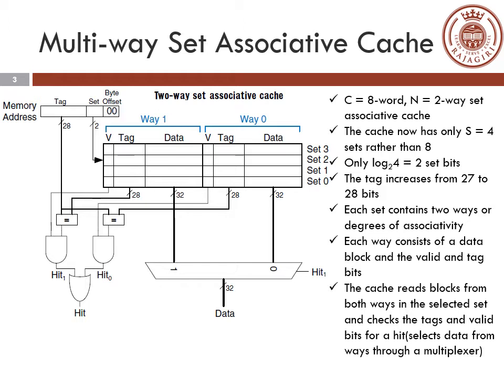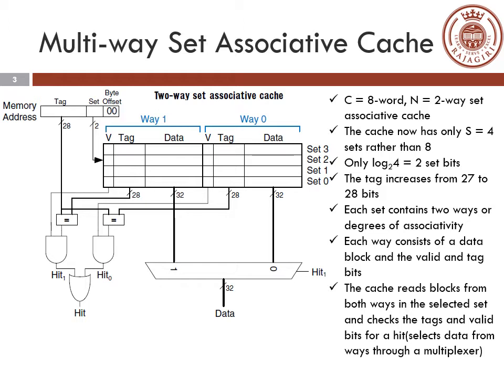Now if the data is valid, you take the tag value from the memory address, and it will be checked against the way 1 tag value or the way 0 tag value. Either the data will be present in way 0 or in way 1. So whichever equality comparator, from way 1 or way 0, finds a match will give a 1.